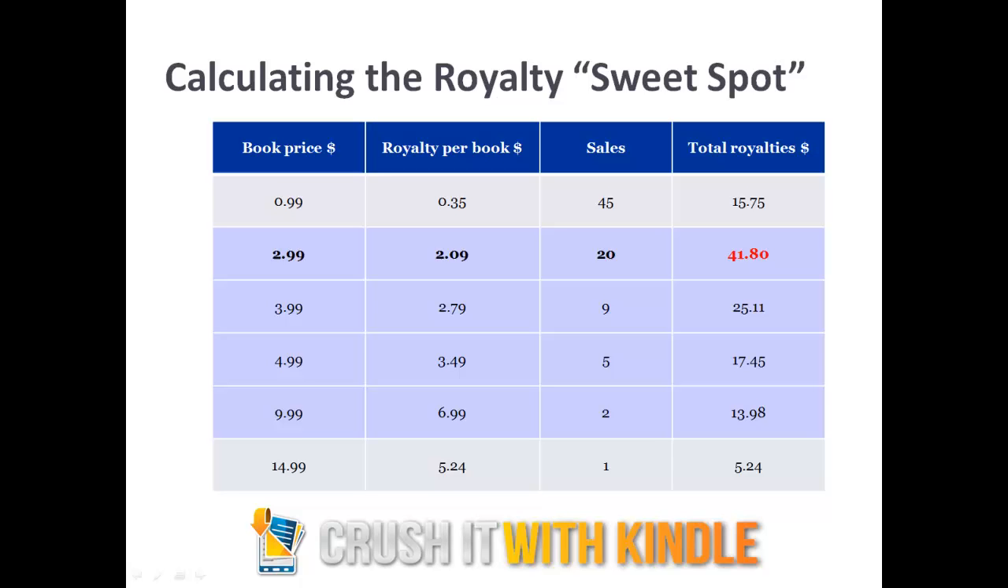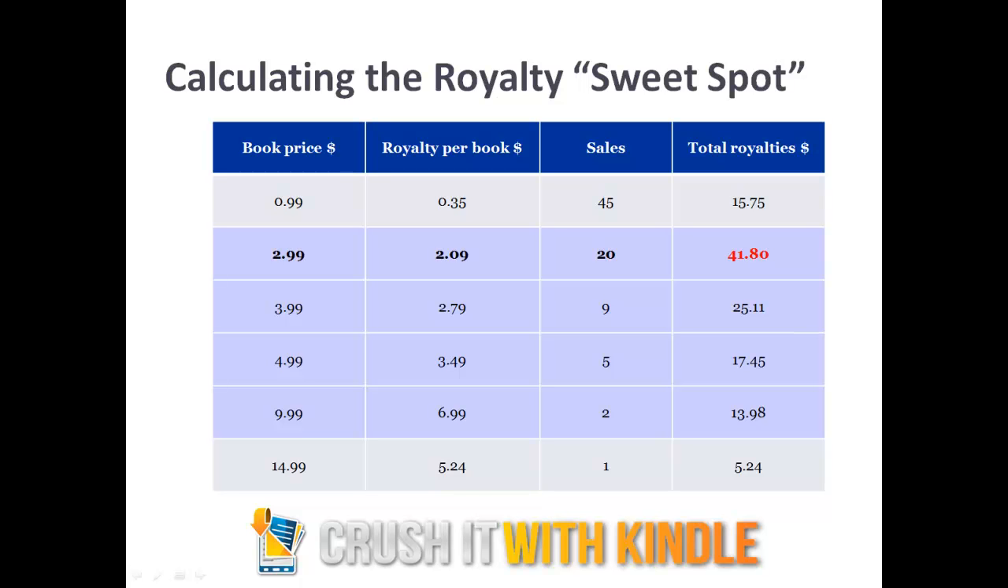Now, because demand for Kindle books is normally quite price sensitive, once you go above that $2.99 sweet spot, the drop off in the number of sales outweighs the increase in royalties per book, as you can see from this table. And that effect is even more exaggerated if you price your book at $10 or above, because at that price your book is forced back down into the 35% royalty bracket.